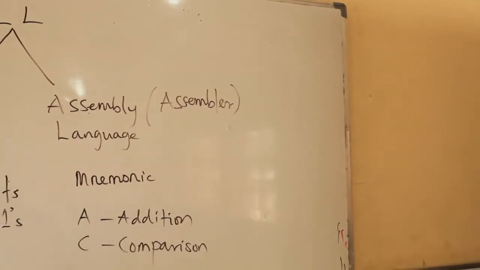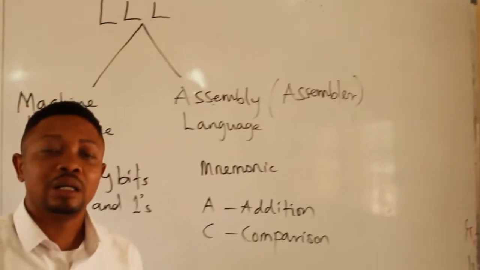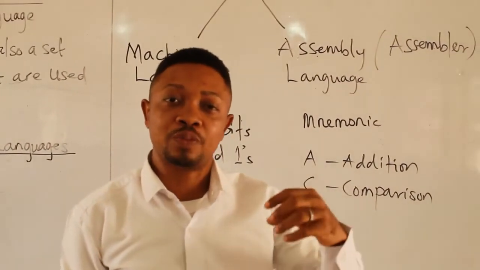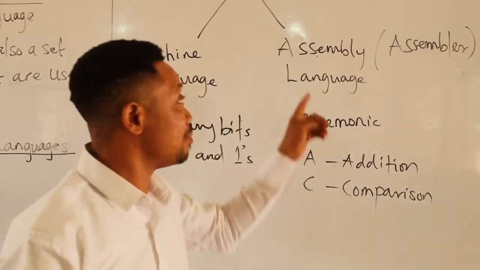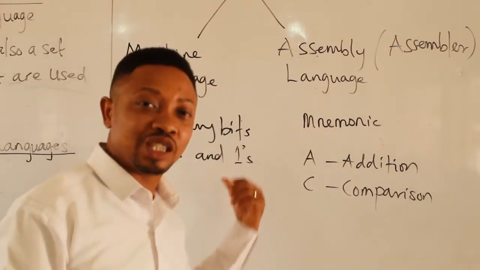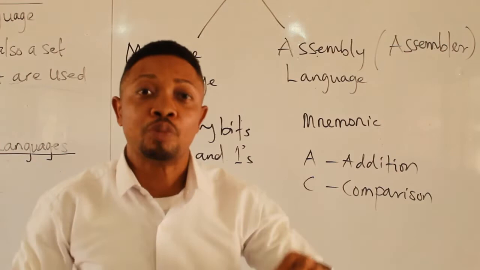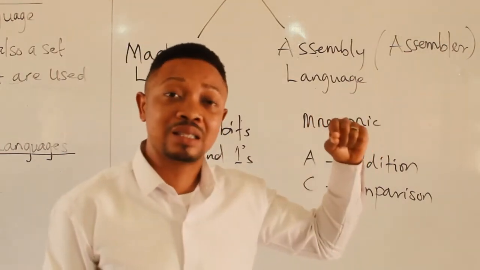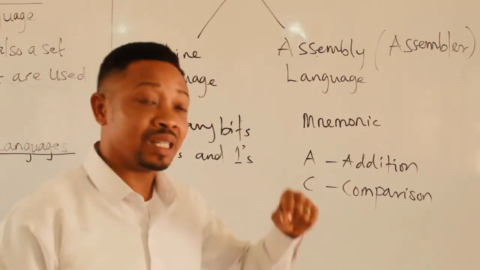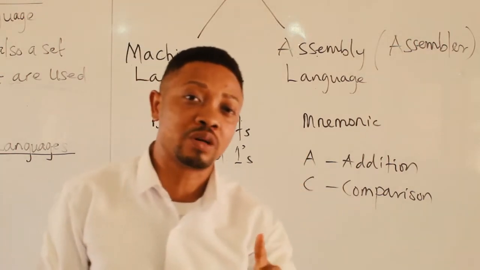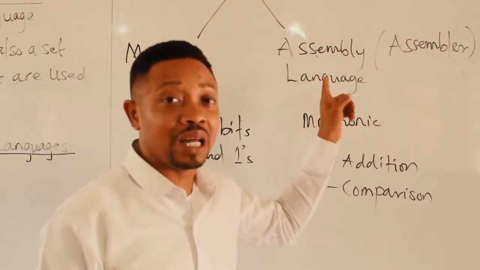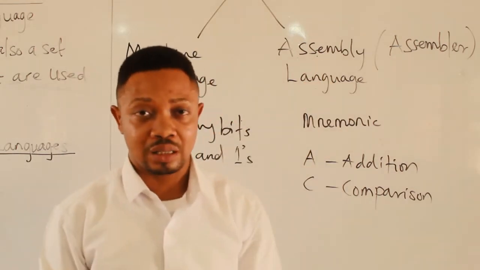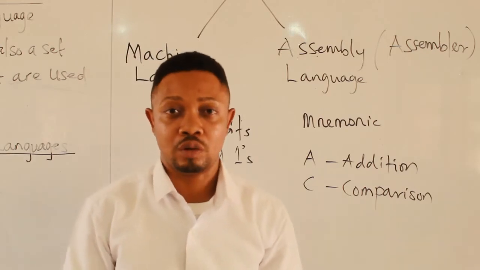So the assembler is a program or a translator that is used to convert programs that are written in assembly language to the machine language that the computer will understand. The assembler is a translator, a program that is written to convert programs that are written in assembly language to the machine language that the computer understands. I hope you're clear on that.